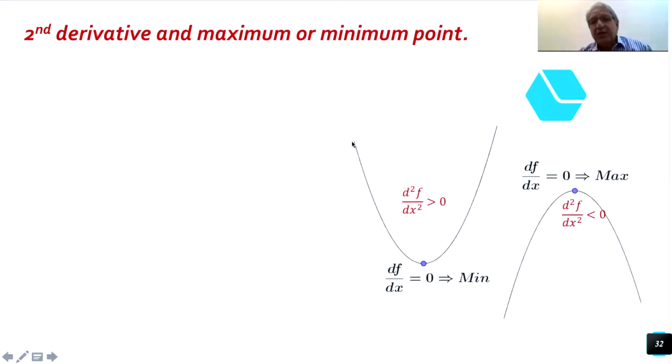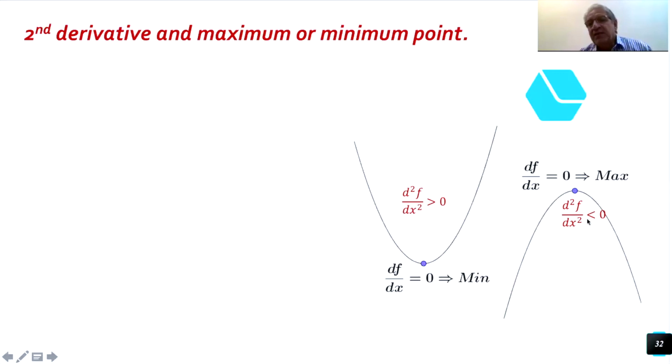Whenever you have a curve like that, you have got the minimum point. We know that dy/dx is equal to 0, but at this point the second derivative of the function is more than 0. Therefore, when it is like that, it is a minimum point.